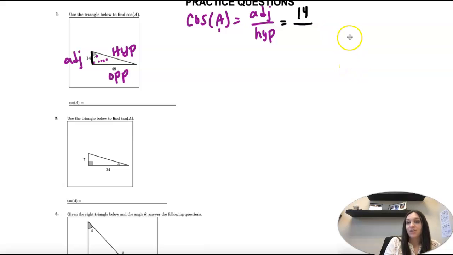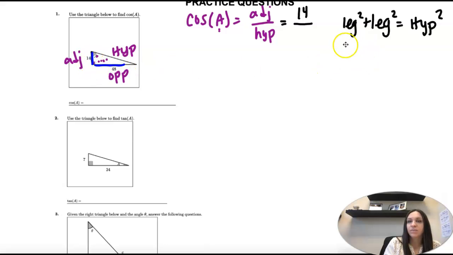And we solve for that using the Pythagorean theorem. So that's the legs squared, and that equals the hypotenuse squared. Okay, so we know the legs. Those are these two sides that make the right angle. So 14 squared plus 48 squared equals the hypotenuse squared.